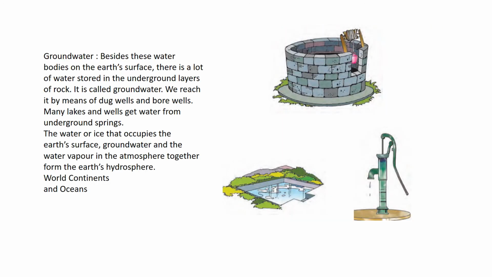Groundwater. Besides these water bodies on the Earth's surface, there is a lot of water stored in the underground layers of rock. It is called groundwater. We reach it by means of dug wells and bore wells. Many lakes and wells get water from underground springs.